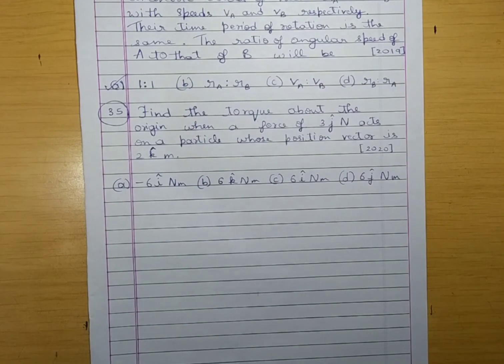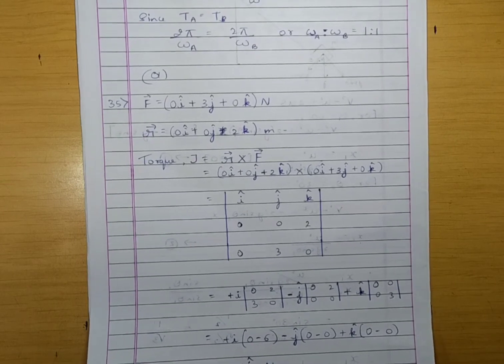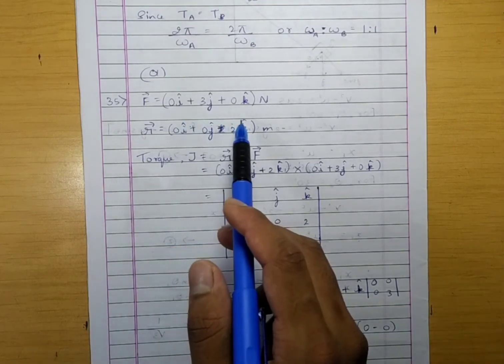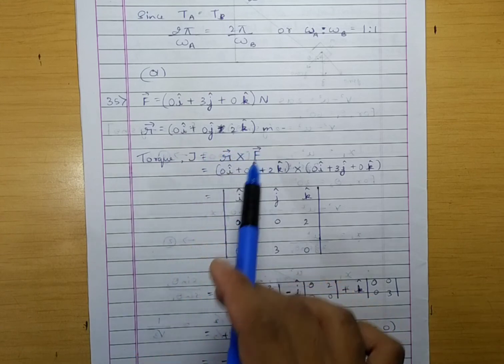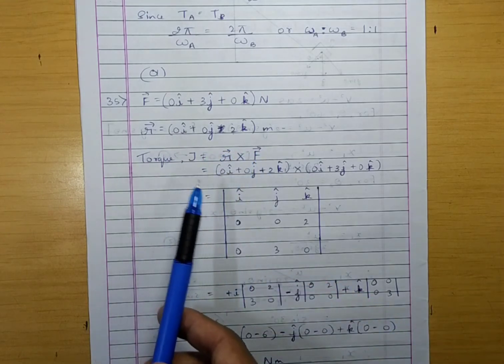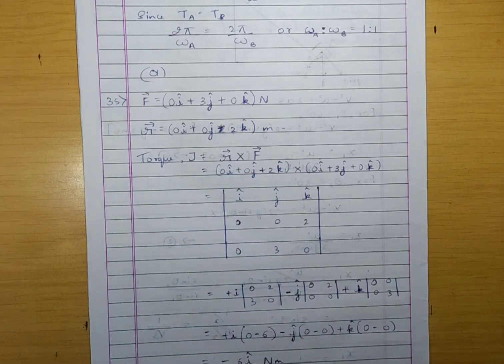35. Find the torque about the origin when a force of 3j Newton acts on a particle whose position vector is 2k meter. So force can be represented as 0i plus 3j plus 0k Newton, and the position vector is 0i plus 0j plus 2k meter. Torque is the cross product of position vector and force. Tau is equal to r cross F. Then we solve this by determinant method.